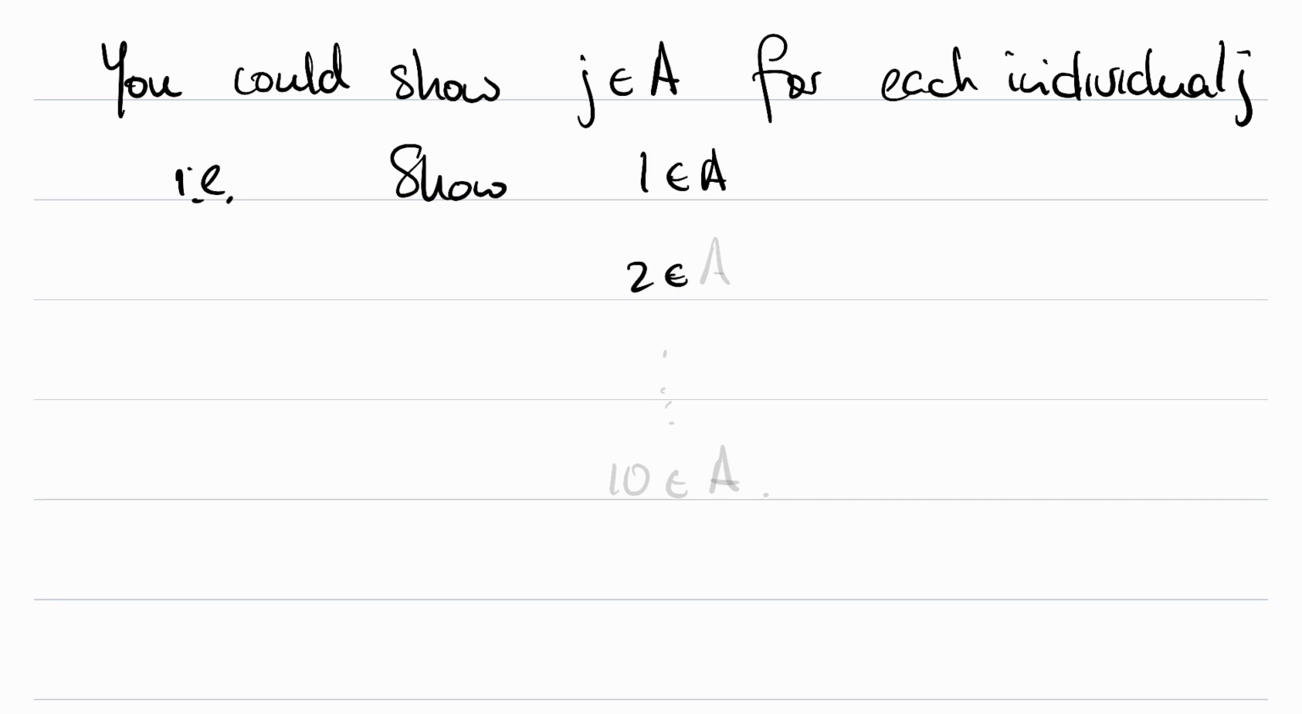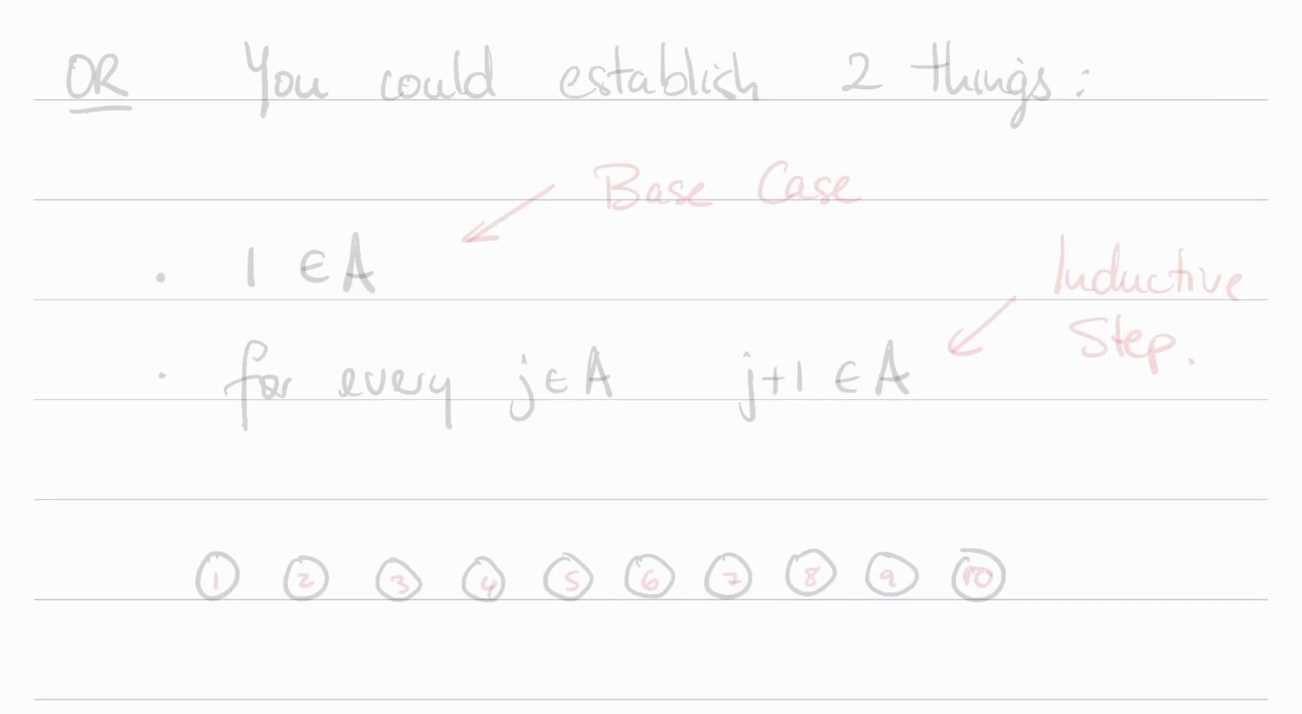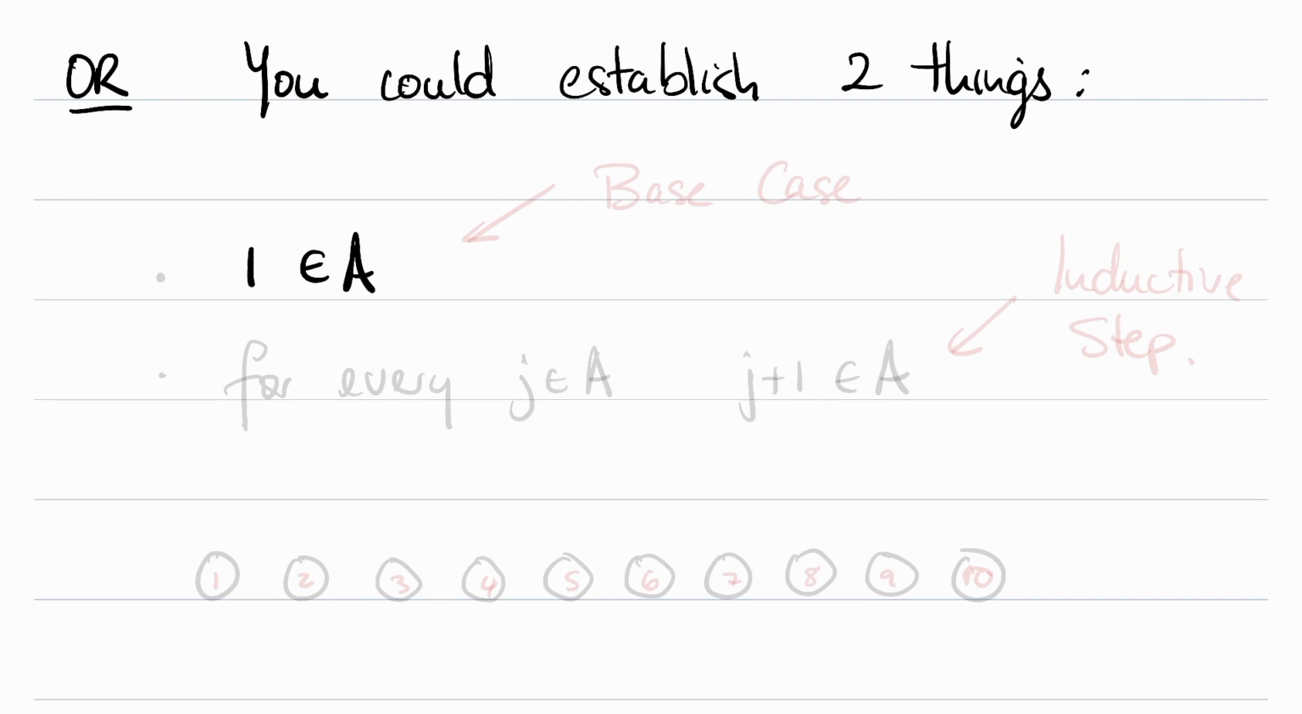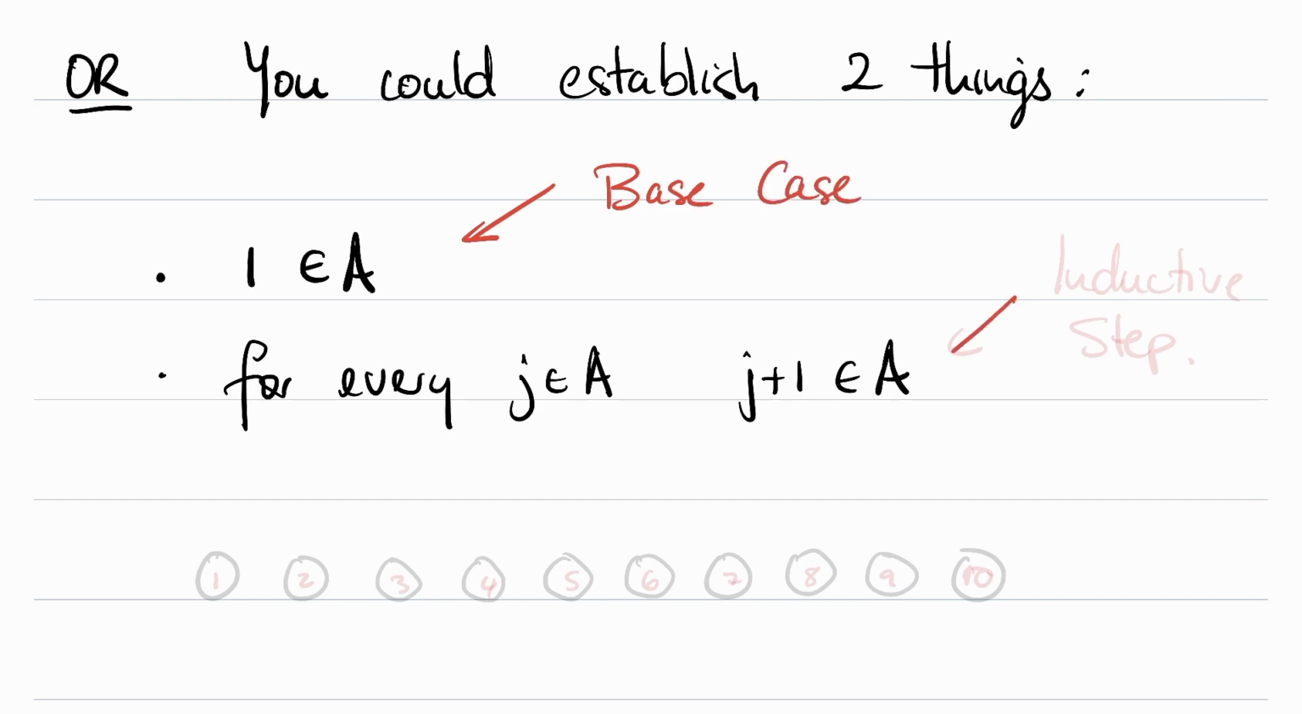You could show that j is in A for each individual j. That is, you're going to show that 1 is in A, 2 is in A, all the way up to 10 being in A. Or you could use a principle of induction. That means establishing two things: that 1 is in A, and that for every j in A, j plus 1 is in A. This first part is called the base case, and this second part we call the inductive step.